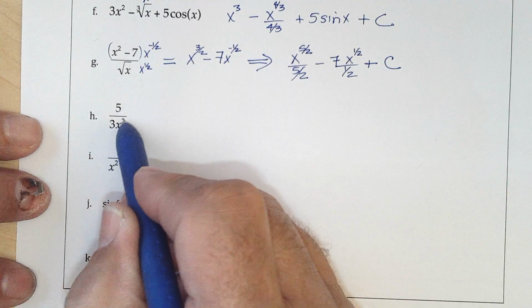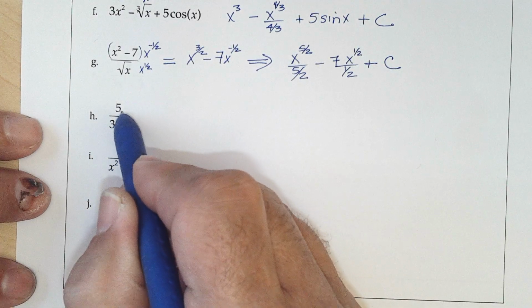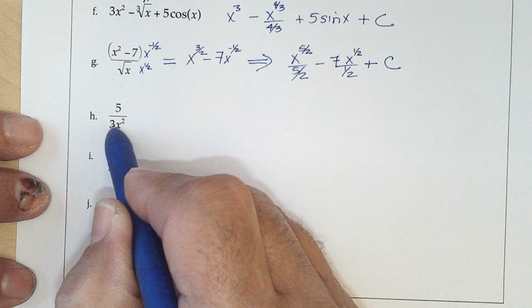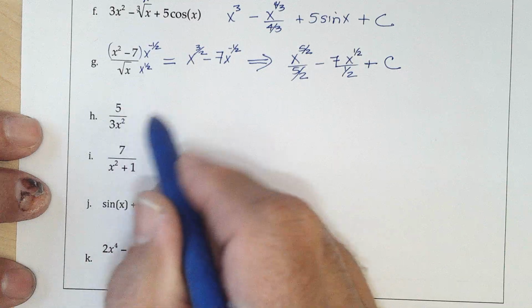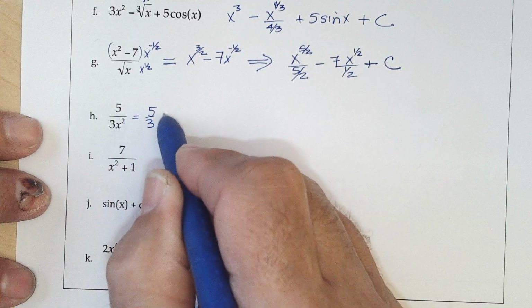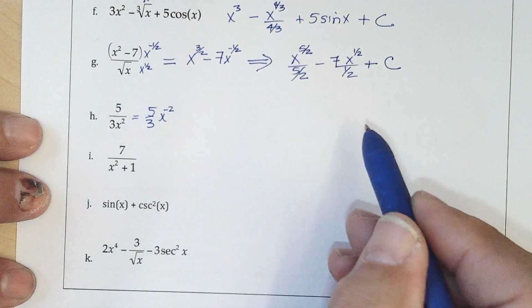I can move x to the 2 up, but the 3 is in the denominator. It's not to the 2, and it's 5. So this is 5/3 x to the -2.